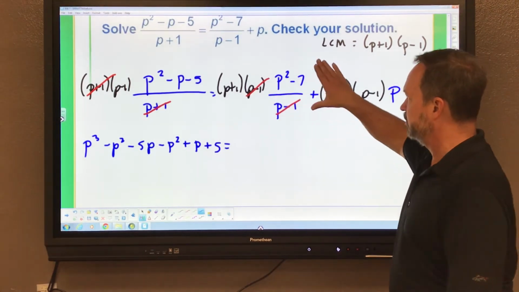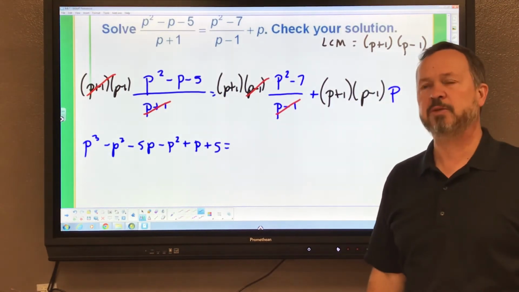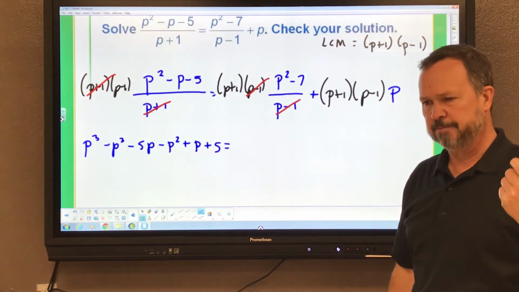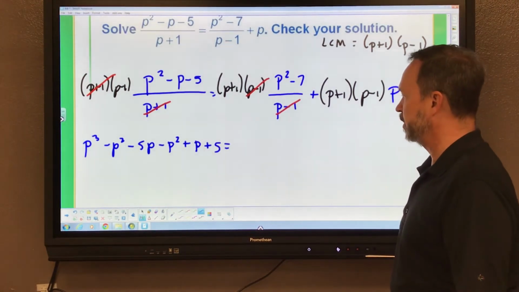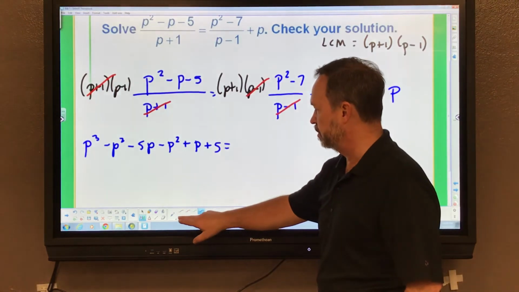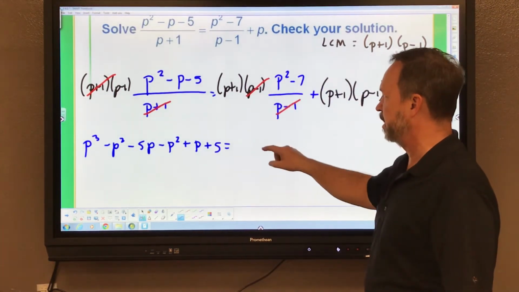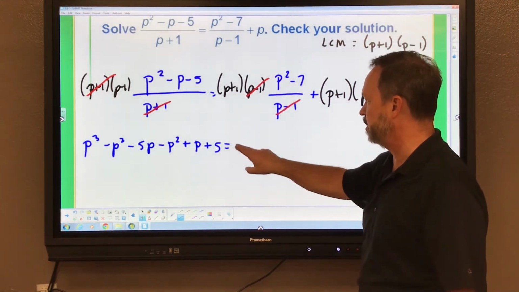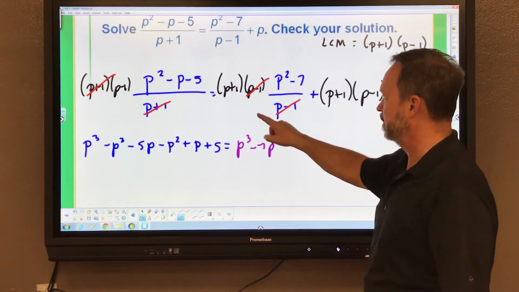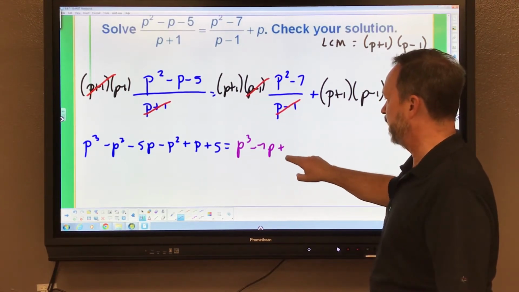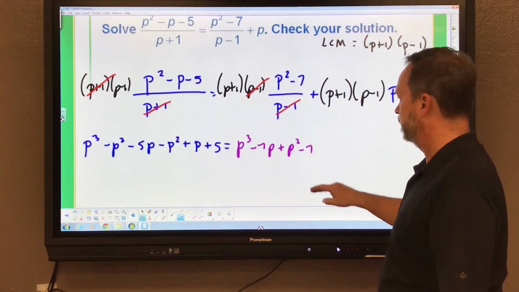So for this next one, you've got a binomial times a binomial. Well, we know a binomial times a binomial is, what do they call that? FOIL. Yes. So I'm going to do FOIL here. I've got to do first, outer, inner, last. First would be the p times the p squared. Outer would be the p times the -7. Inner would be the 1 times the p squared. Right? And last, 1 times the -7.